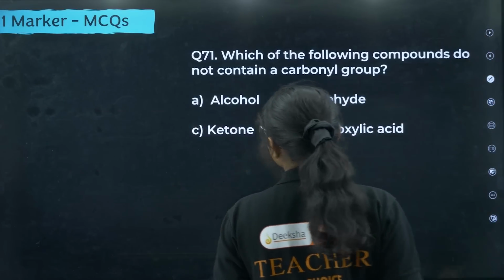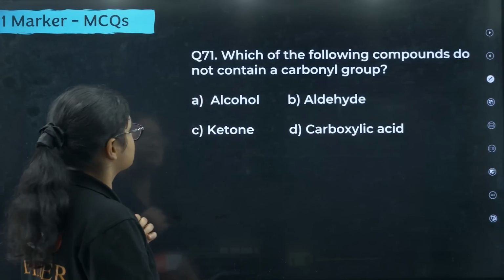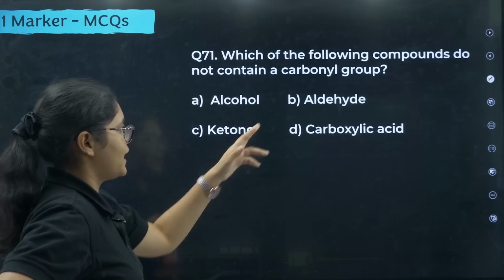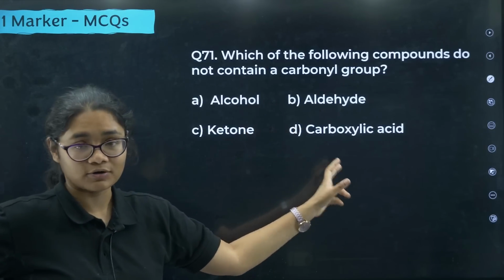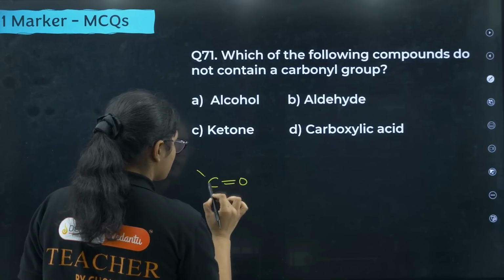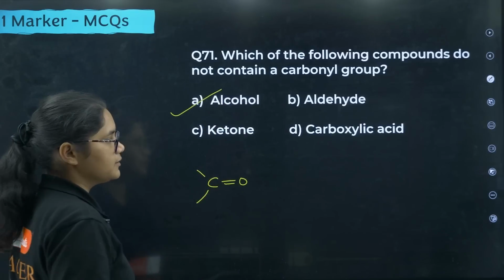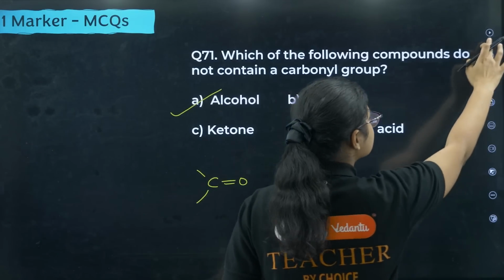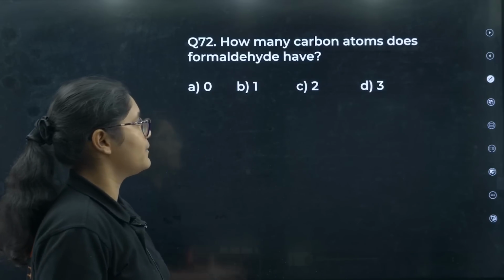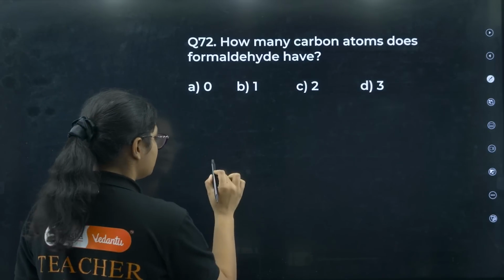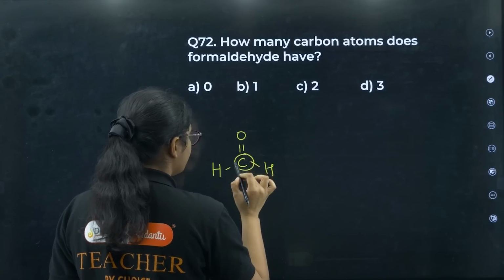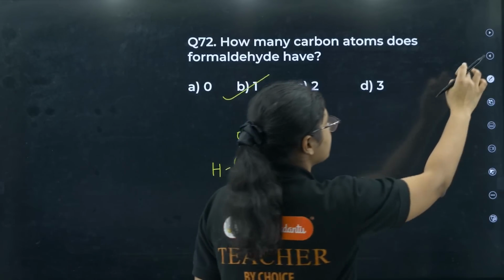Next, aldehydes, ketones and carboxylic acids. So first one, which of the following compounds do not contain a carbonyl group? Aldehydes contain it, ketones contain it, carboxylic acids also contain it. Carbonyl group means this group. So it is option number A. Next, question number 72, how many carbon atoms does formaldehyde have? A very similar, very easy question. Formaldehyde has only one carbon, right? So that is option number B here.